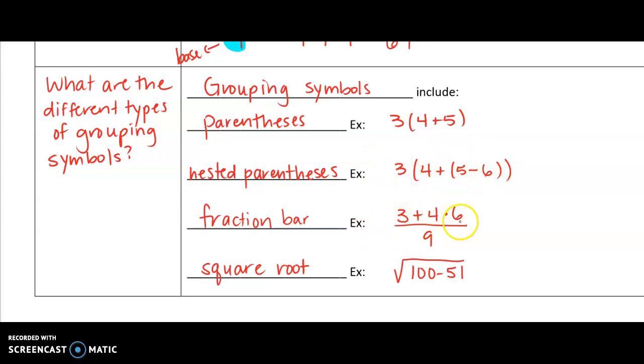A fraction bar means that we're going to do all of the things in the numerator separately from the things we do in the denominator. When we're done with that, we then divide the two answers. And a square root is taking a square root of, let's say, 100 minus 51. First do 100 minus 51, which is 49, and then take the square root of that number.